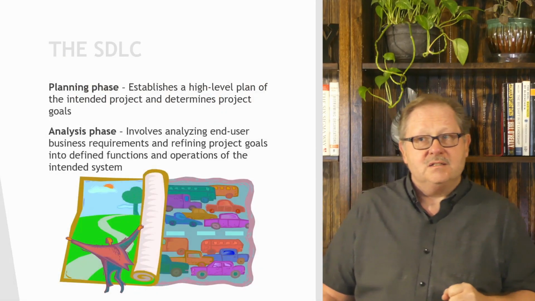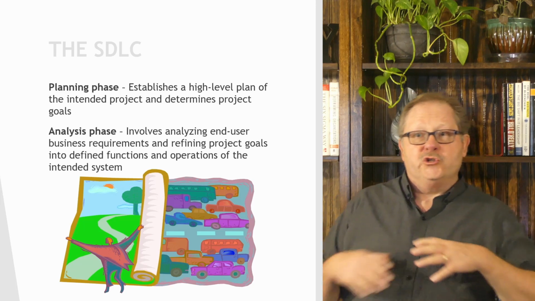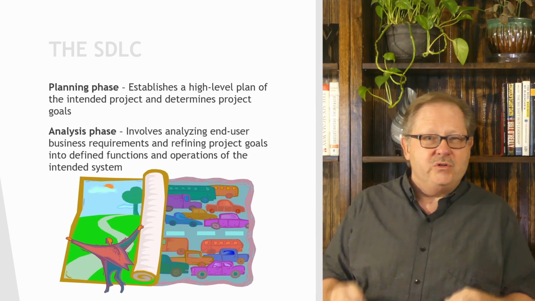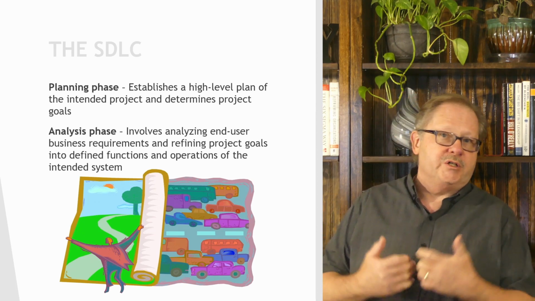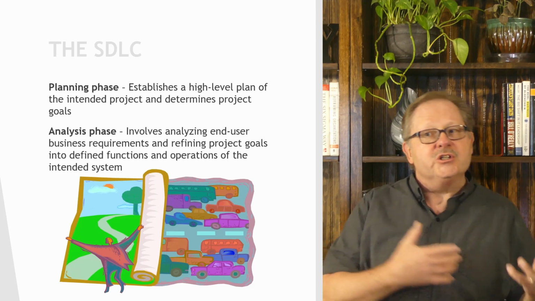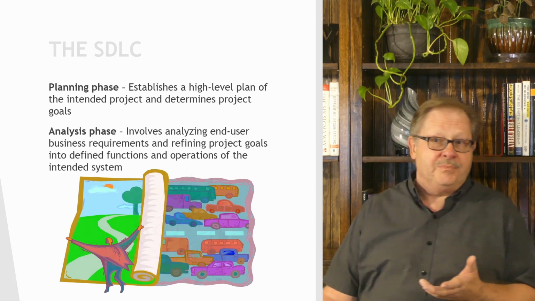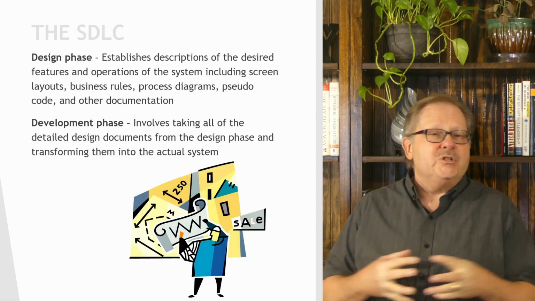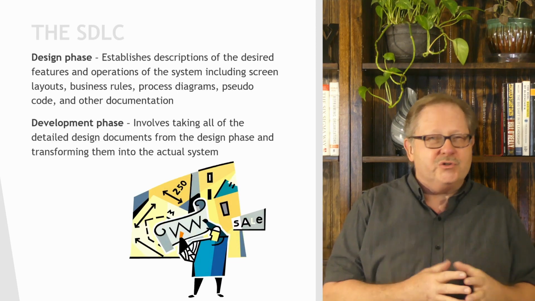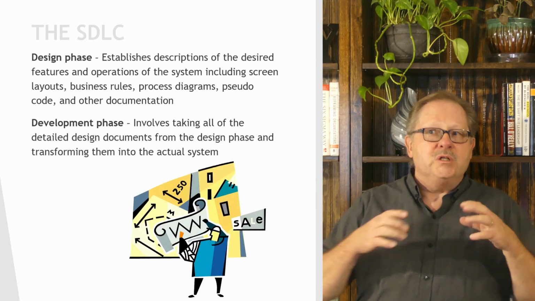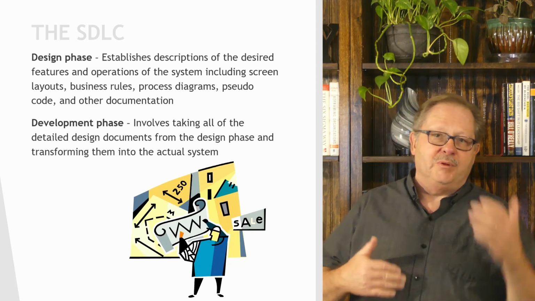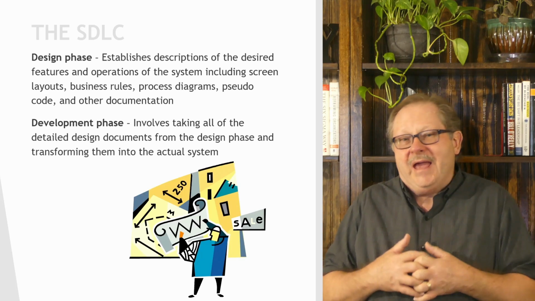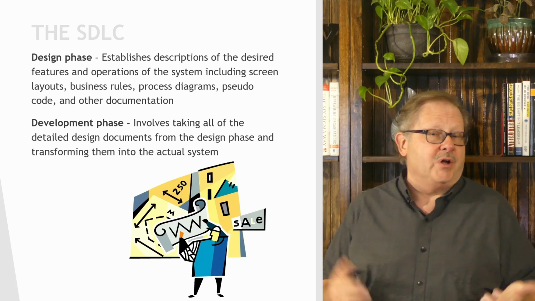So, the planning phase establishes a high-level plan. It determines the project goals, basically. The analysis phase then analyzes the end-user business requirements, refines those project goals into defined functions and operations of the intended system. Then you go through a design phase. Now, the design phase establishes the descriptions of all the features that are part of the system, how it's supposed to operate, the screens that are going to come up, the business rules. It diagrams all the processes and it can at times use pseudocode or other documentation.